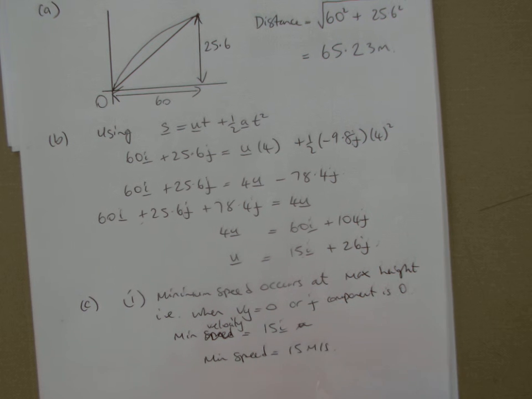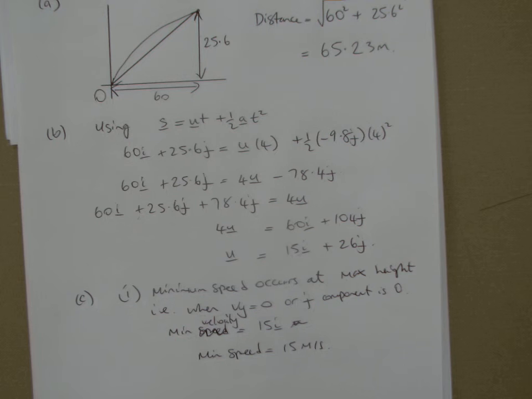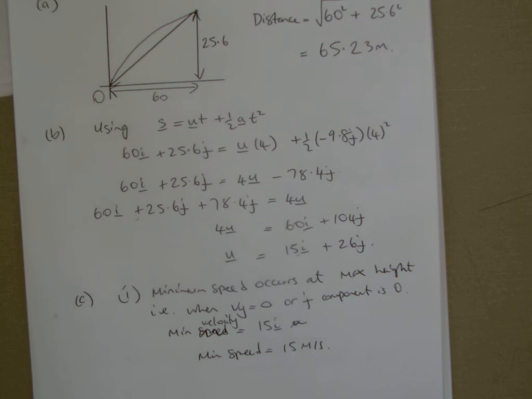So make sure you get rid of that i when you talk about speed, because i is talking about direction, isn't it? And we don't want a direction, we just want the size of its velocity, so we want the speed there, so we just say 15 meters per second.